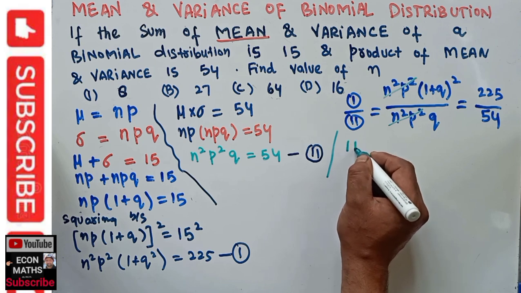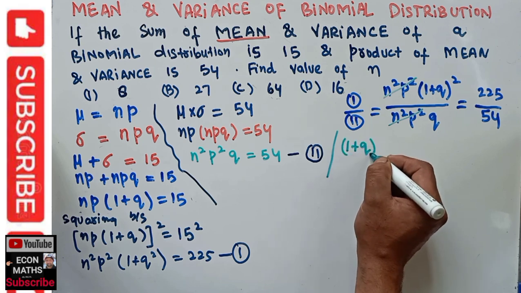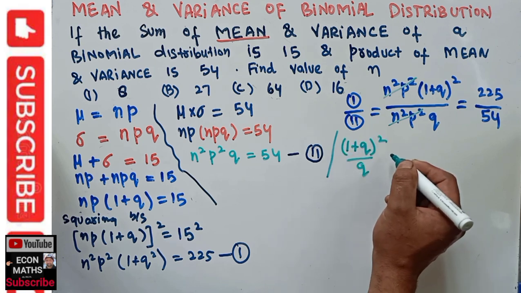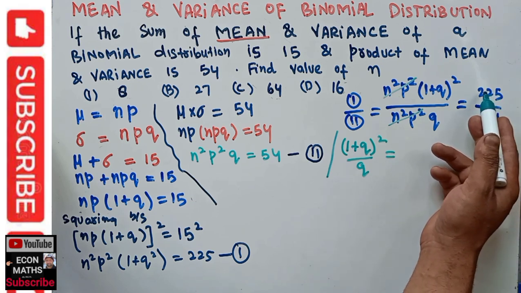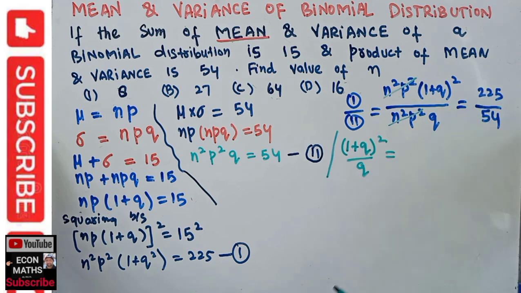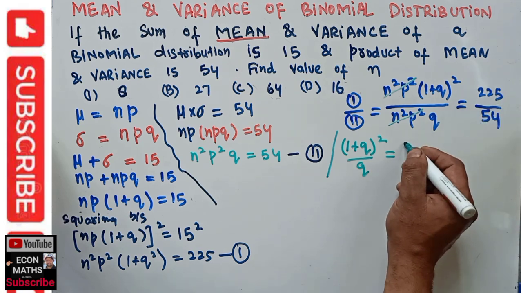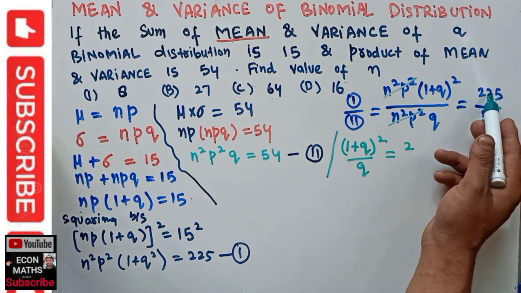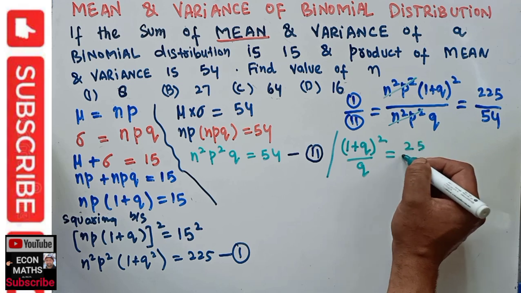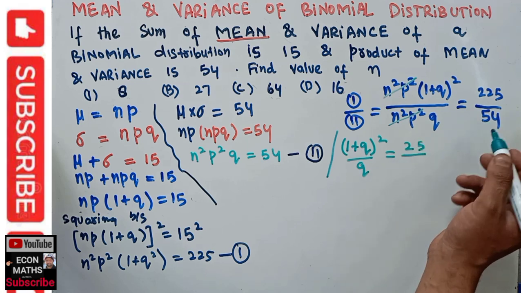(1 plus q) whole squared divided by q is equal to 225 by 54. Both 225 and 54 are divisible by 9. So 9 twos are 18, 9 fives are 45, and 9 sixes are 54, giving 25 by 6.